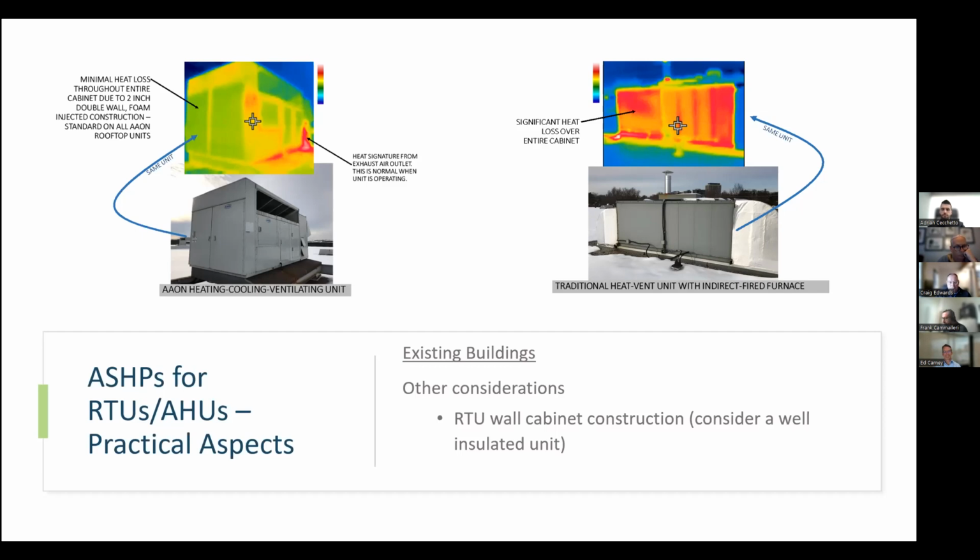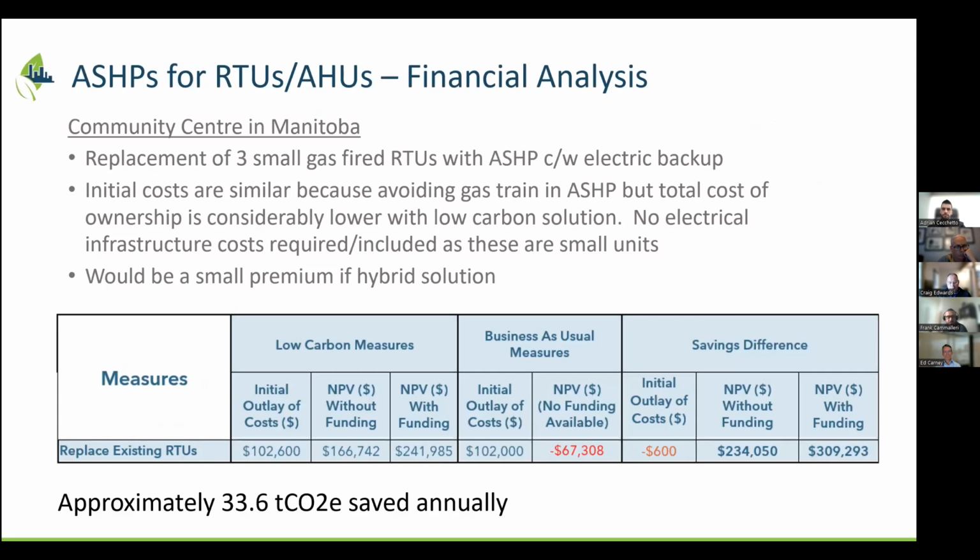So as we did with the domestic hot water, I wanted to talk a little bit about some of the financial analysis associated with air source heat pumps, rooftop units versus business as usual. So we had an example of a community center in Manitoba, replacement of 3 smaller, gas-fired rooftop units, kind of in between the 5 and 10 ton range, with air source heat pumps complete with electric backup. And again, in this case, the initial costs are actually similar because we're avoiding the gas. So this specific example didn't have a requirement for, or felt that we could get away with, the electric backup, given the building is actually a nice rig, so it has quite a bit of capacity. But again, each specific situation is different.